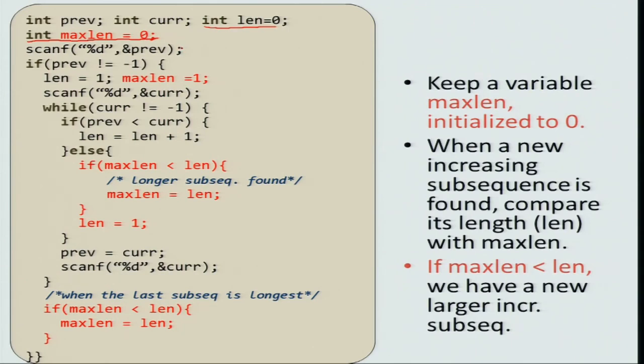Then you scan the new number. If the new number is not -1, you continue. So, length equal to 1. Now, max length equal to 1, because currently the longest sequence that we have seen so far is 1 long. You scan the next number.